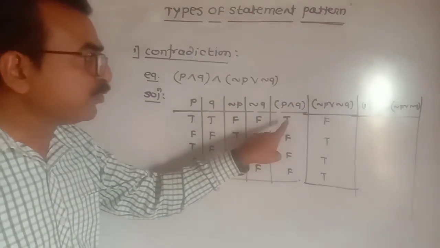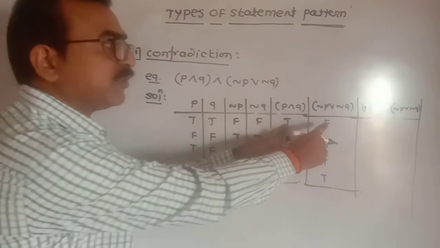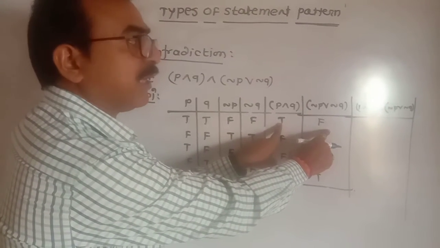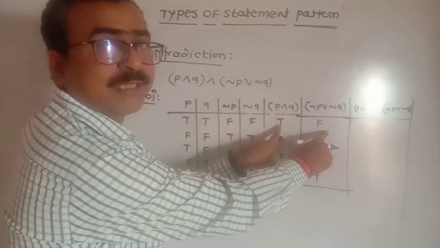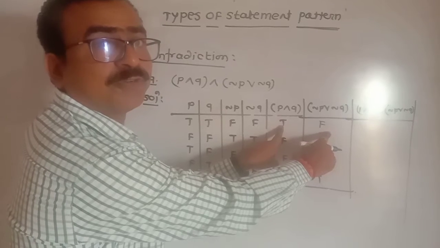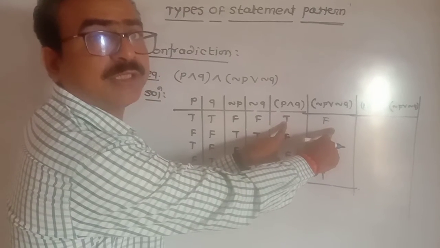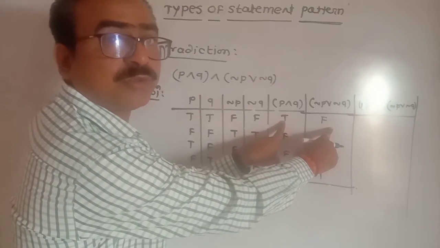So friend, this is your first simple bracket, this is your second simple bracket, and you have to find out the conjunction of these two brackets. And you know that in case of conjunction, when both the statements are true, then their conjunction statement is true.